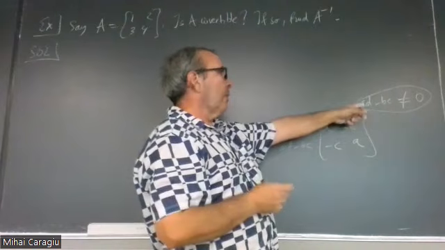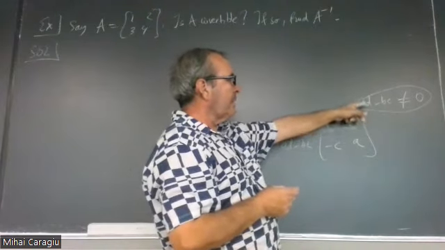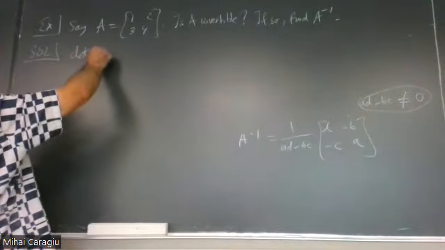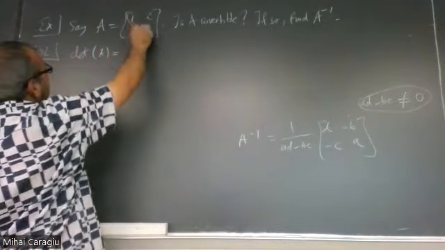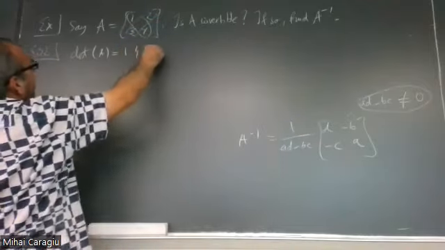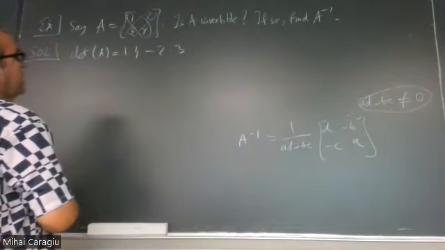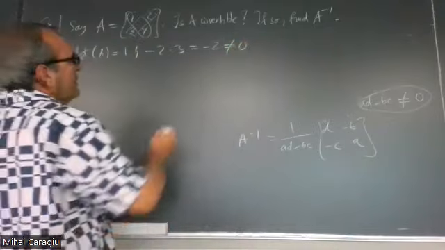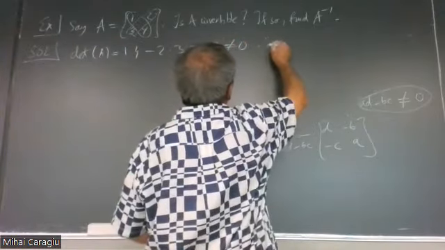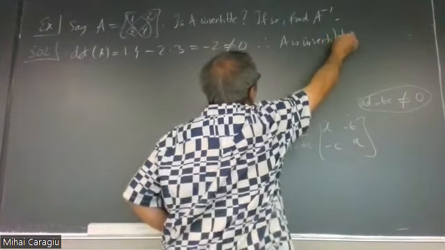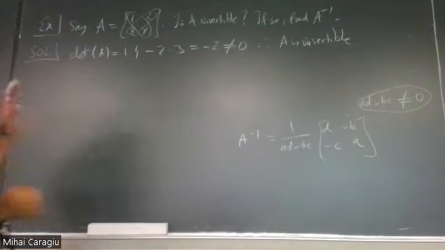What was the way to check that the matrix is invertible? The determinant of A equals the product on the main diagonal minus the product of the secondary diagonal. So 1 times 4 minus 2 times 3 is 4 minus 6, which is minus 2, which is not 0. Therefore, A is invertible. So we now know that A is invertible. Now, what is the inverse?